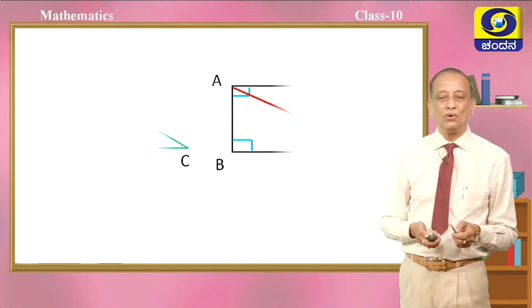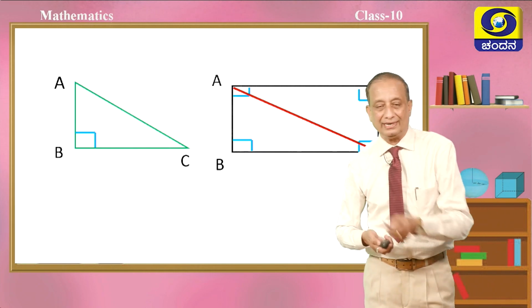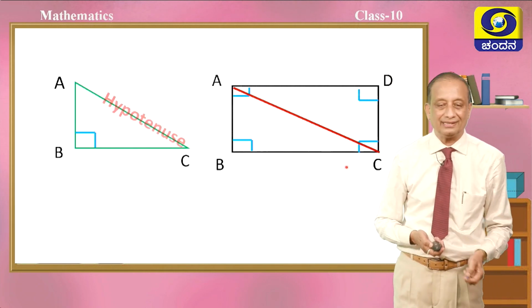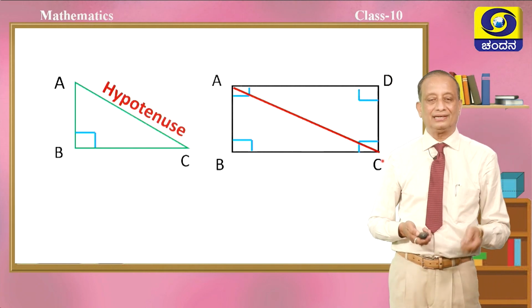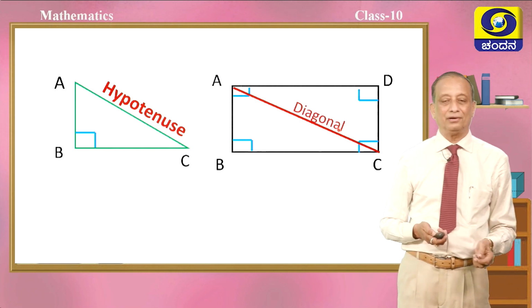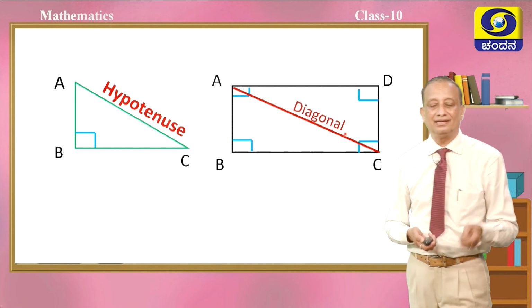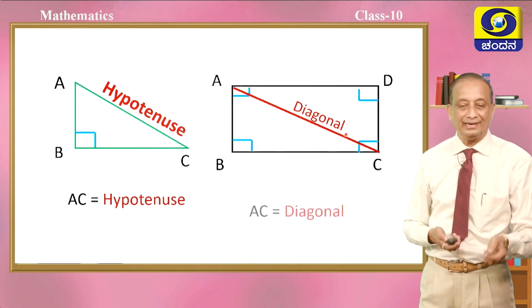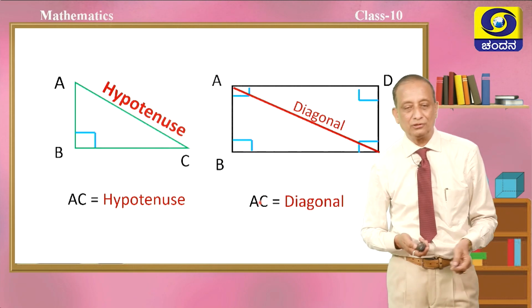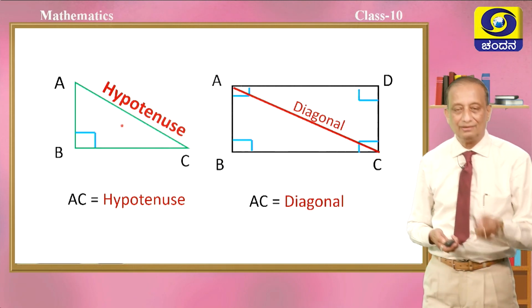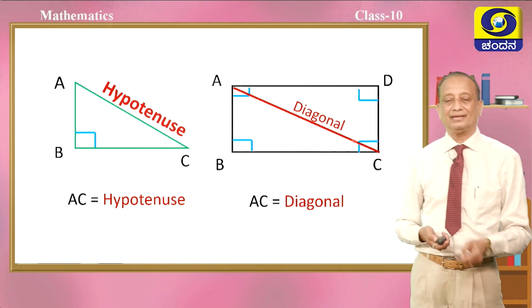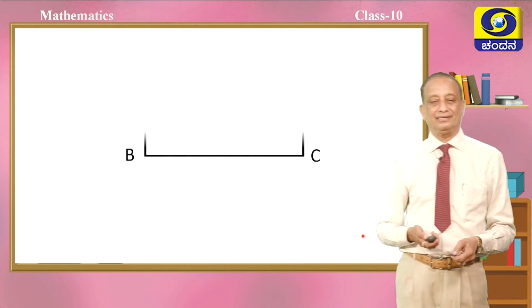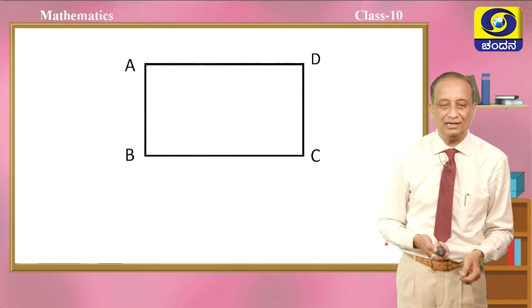Now, here observe the right angle triangle as well as the rectangle. In the right angle triangle, AC is called the hypotenuse. The same thing in a rectangle is called the diagonal. So in a right angle triangle we call the side opposite to the right angle the hypotenuse, whereas the same thing in a rectangle is called the diagonal. The purpose of telling you is this.